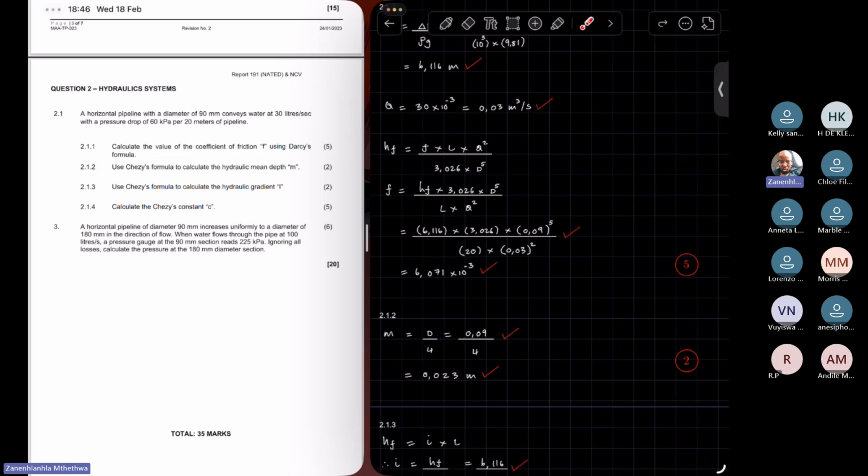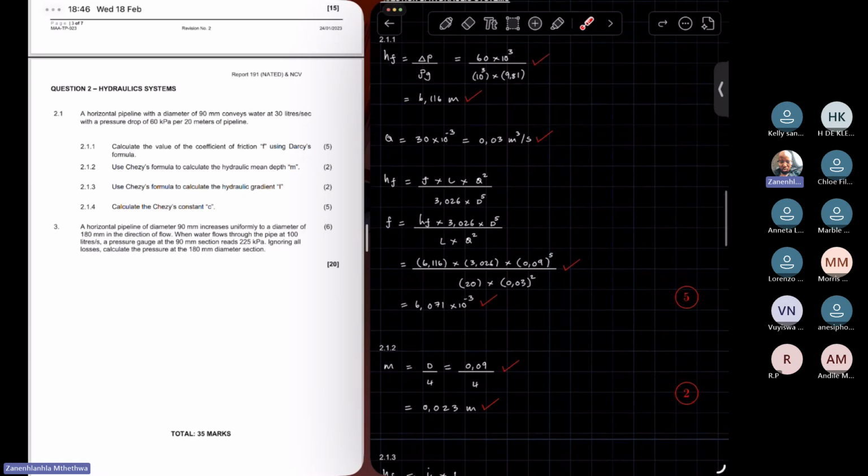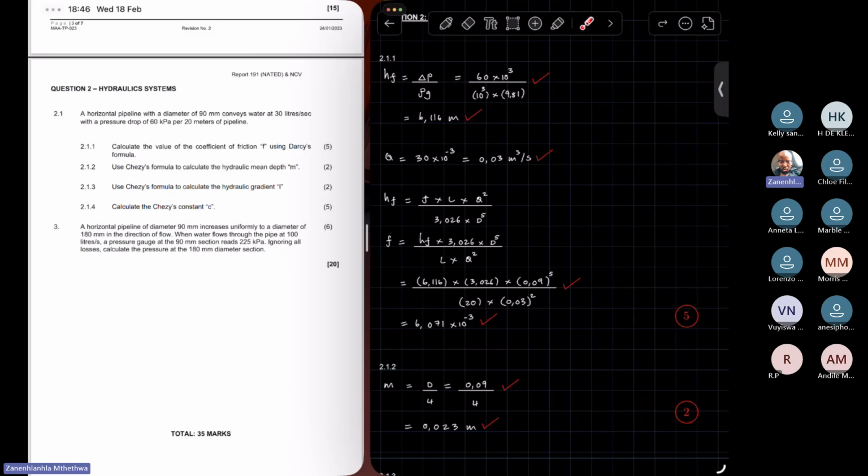So the length is 20. And then Q, 30 divided by 1,000, is the 0.03, and of course you square that. Punching that into your calculators, this is what you should get. Now, the coefficient of friction is dimensionless. That's why here there are no dimensions. All right, so you get 6.071 times 10 to the negative 3, and you get your 5 easy marks.